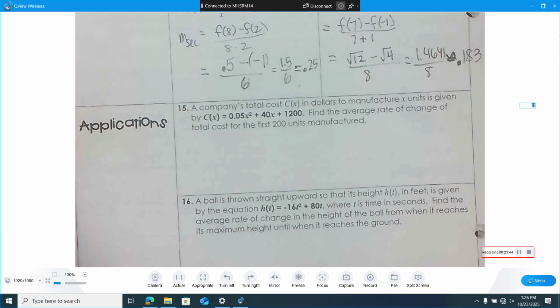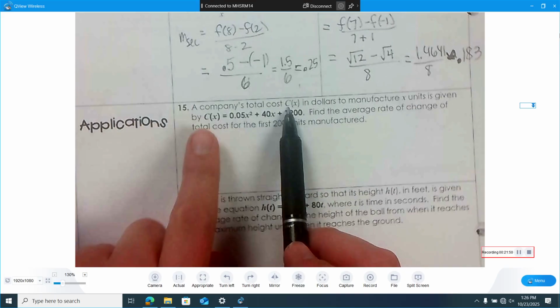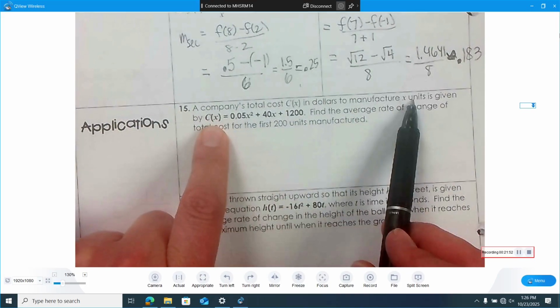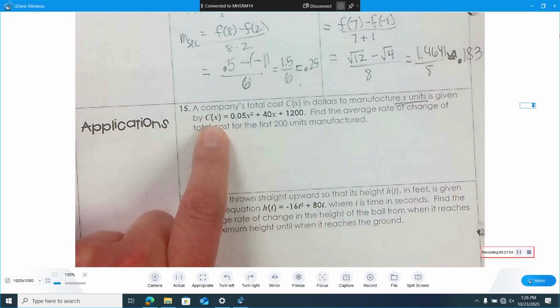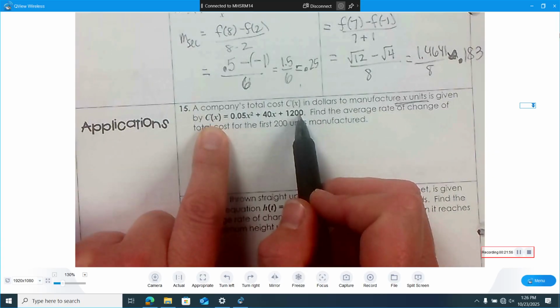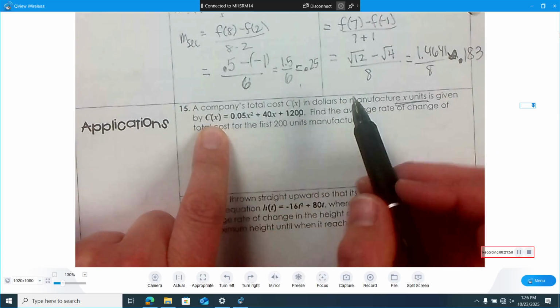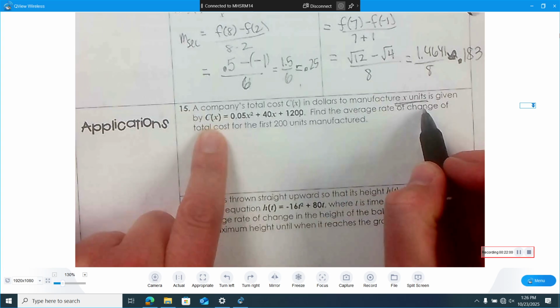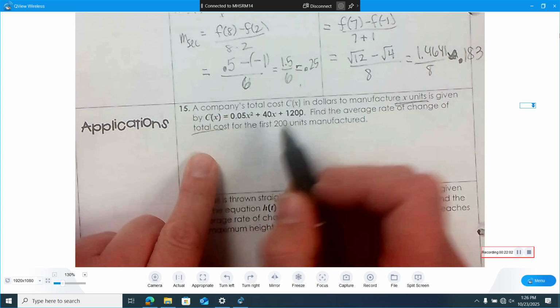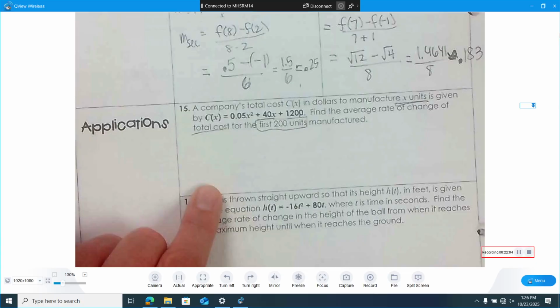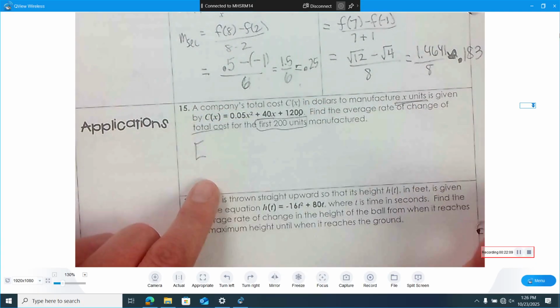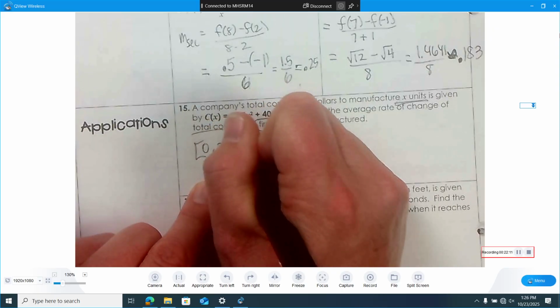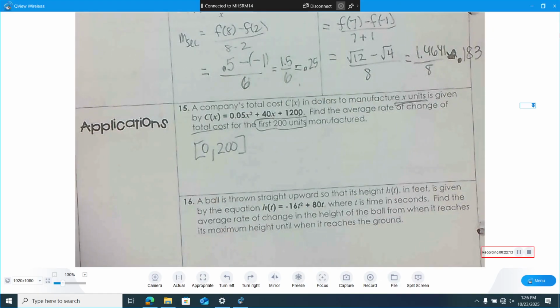So 15 and 16. Number 15, I'm not going to do the whole thing because it's quite the same thing. A company's total cost, C of X, in dollars to manufacture X units is given by this function. And we want to find the average rate of change of the total cost for the first 200 units. So that would be on an interval from 0 to 200. That would be the first 200 units.